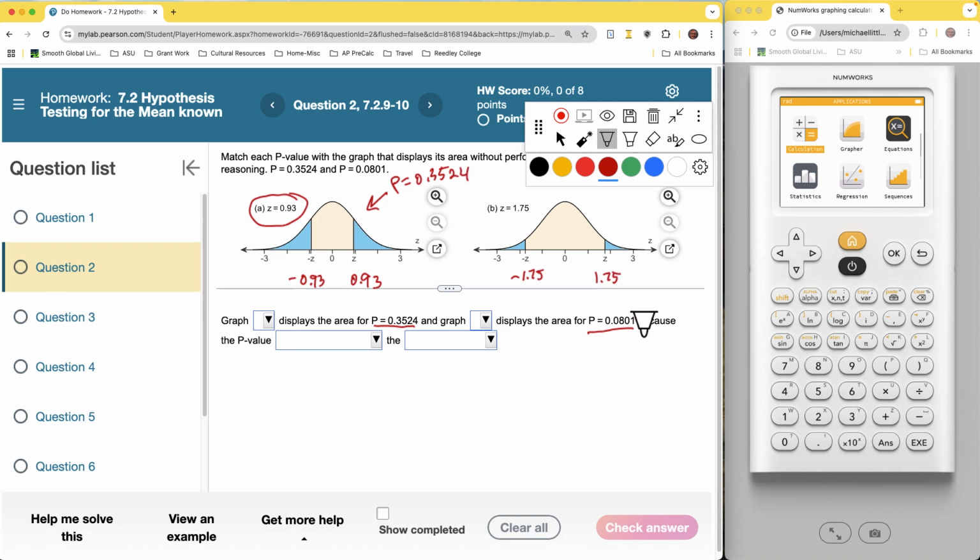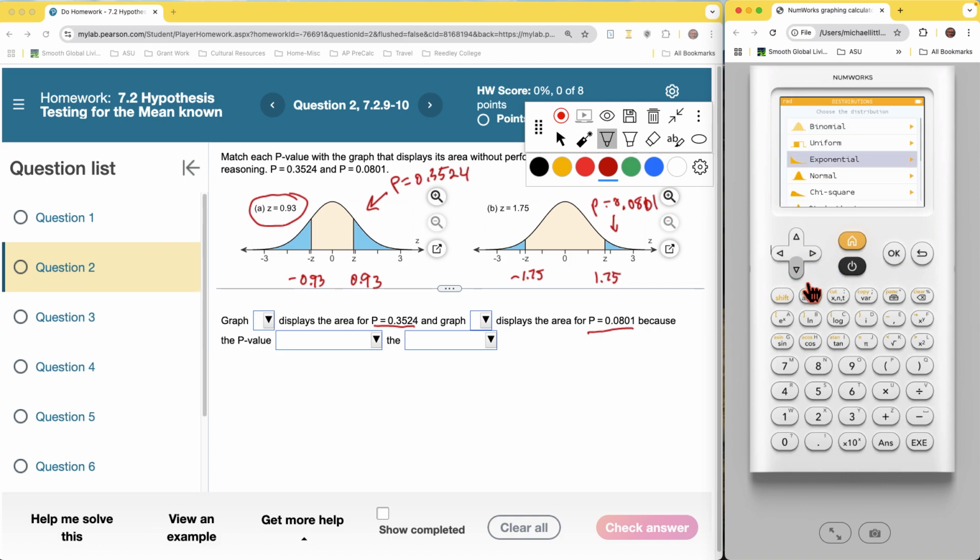And over here, this is about 8%, right? So this one is going to be a p-value 0.081801. Now, what I want to show you, though, is how we can use the calculator to come up with that. Notice they're using a normal distribution. So we come over here. We can go down to our normal distribution.